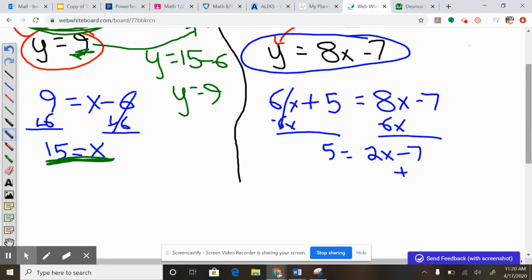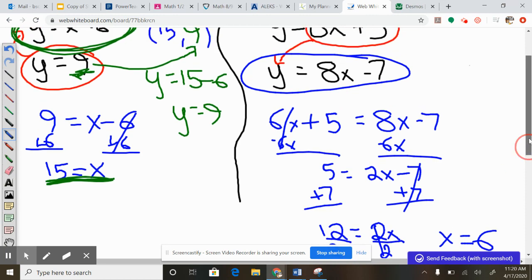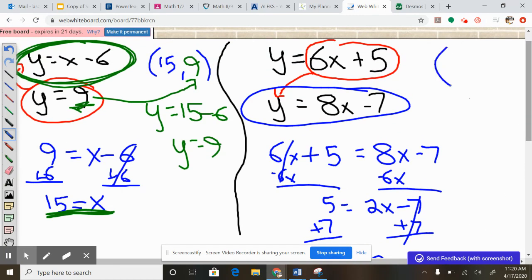You can add 7 to both sides. And I'll get 2x equals 12. Divide by 2. And it should be x equals 6. Now again, that's only part of my answer. That tells me my x coordinate in my answer is going to be 6. But I'm missing the y coordinate.